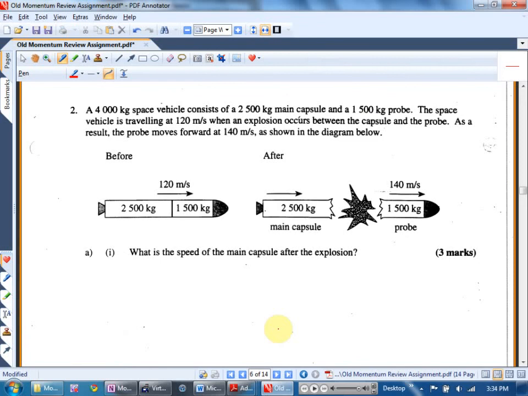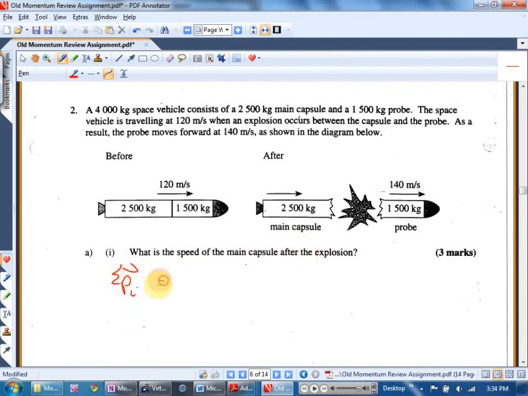Number 2. A 4,000 kilogram space vehicle consists of a 2,500 kilogram main capsule and a 1,500 kilogram probe. The space vehicle is traveling at 120 meters per second when it explodes. Explosion, momentum. Now, in this case, they want the speed of the main capsule after the explosion. I would still start out with the sum of the initial momentum equals the sum of the final momentum.